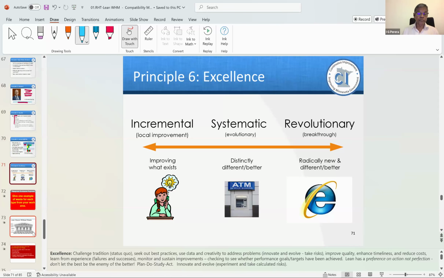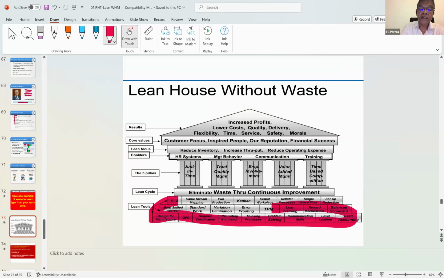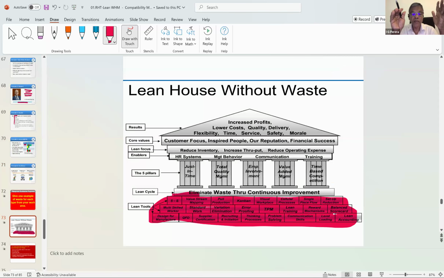Then coming to lean total implementation, lean house. So lean house, you have the foundation here. There are so many tools. Of course, the first tool will be 5S. I know many of you, almost all of your organizations must have implemented 5S. But if I come tomorrow to your office, you will not be able to see 5S. That is the status in many organizations in Sri Lanka.